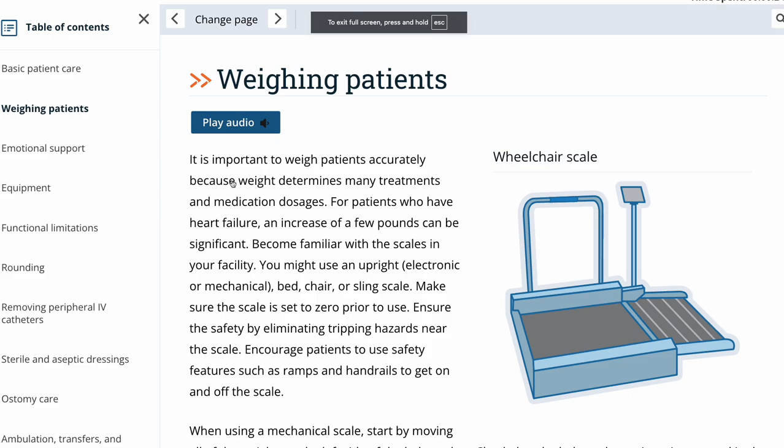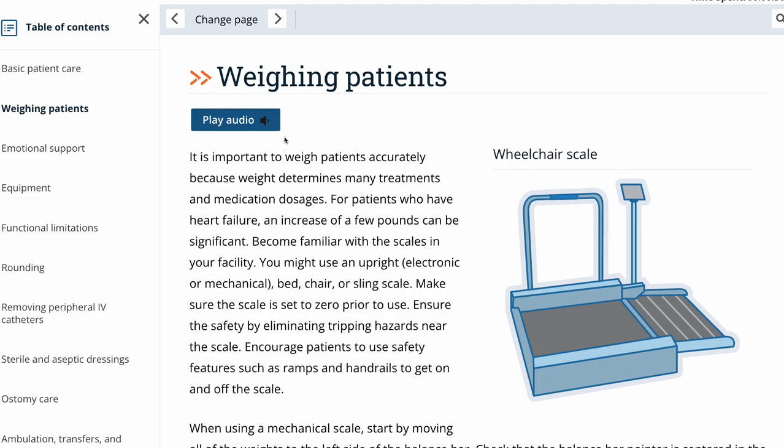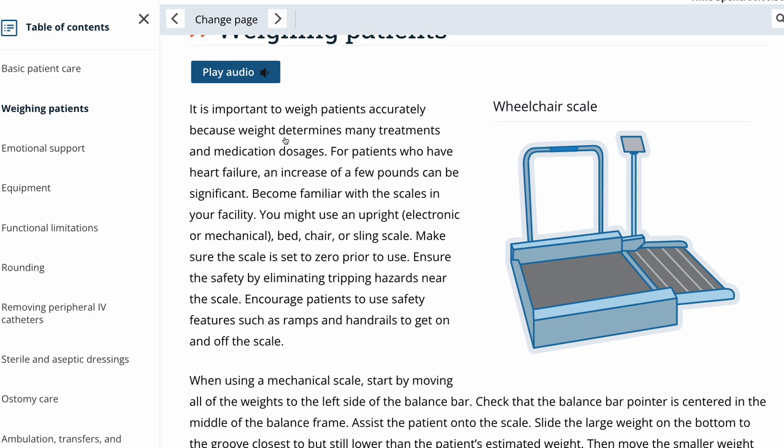All right, so this is lecture 2 of patient care. All right, so weighing patients. Of course we know it's important for us to weigh patients because it helps us accurately determine what type of treatments or the dosages of medication we're going to give, stuff like that. A lot of that is determined on the patient's weight. So for that reason, we need to make sure that we get accurate weights on patients, and sometimes often.